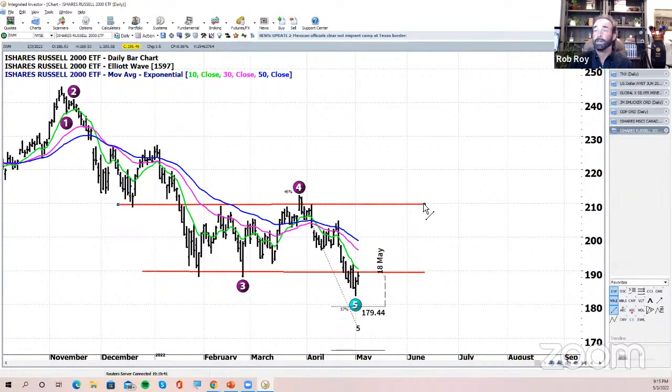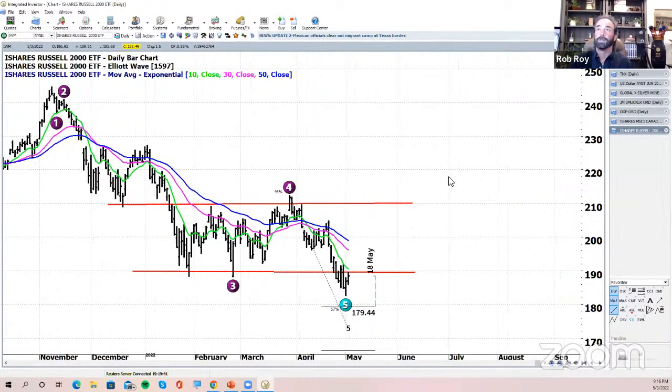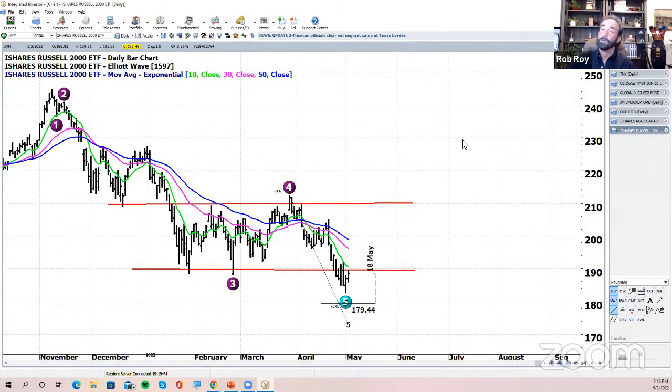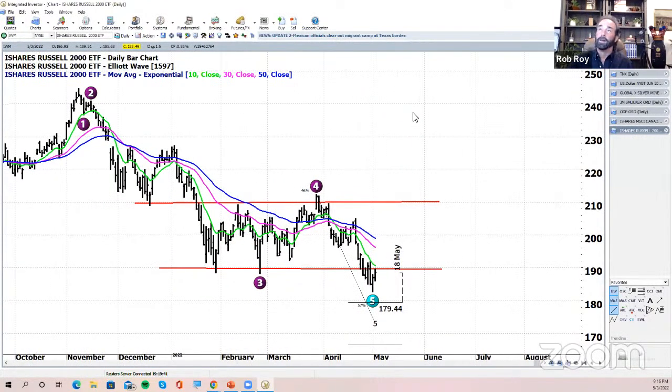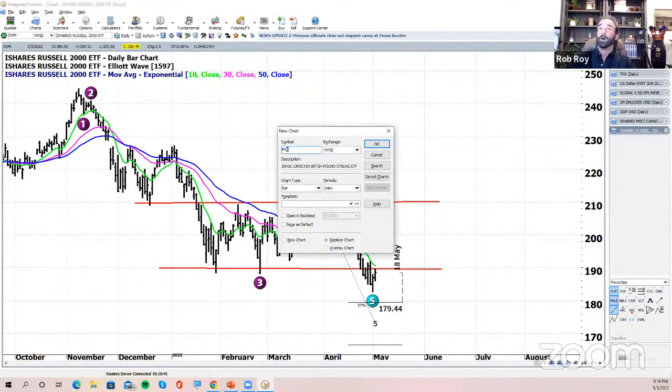And we have this big trading range here between 190 and 210. Heavy put buying on the IWM last week towards the end of the week. So there's some big bets that the IWM is going to go lower. We'll see. We'll see if that plays out or if we get some sort of a rally on the news tomorrow.